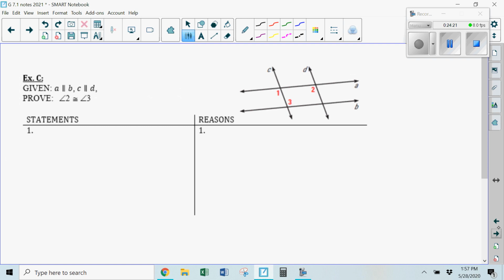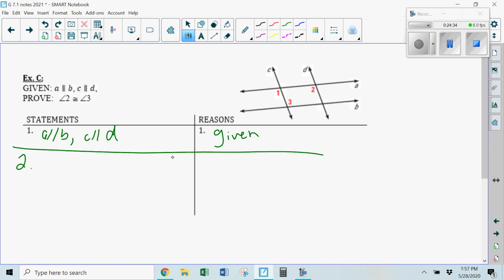Here we have A and B are parallel, C and D are parallel. Notice there's no numbers in this one, no algebra, I should say. There's numbers labeled 1, 2, and 3. So let's go ahead and look at just this first given and see what that tells us. A and B are parallel. What numbers do we want to talk about there out of the 1, the 2, and the 3? Well, we want to talk about one that is on A and one that is on B.